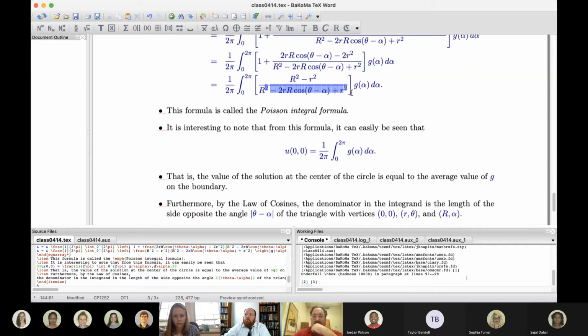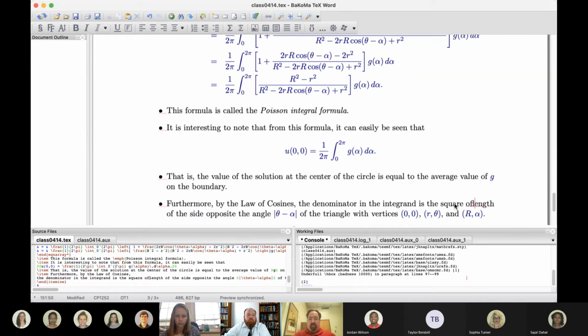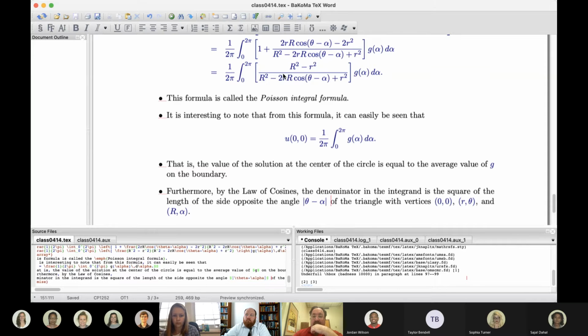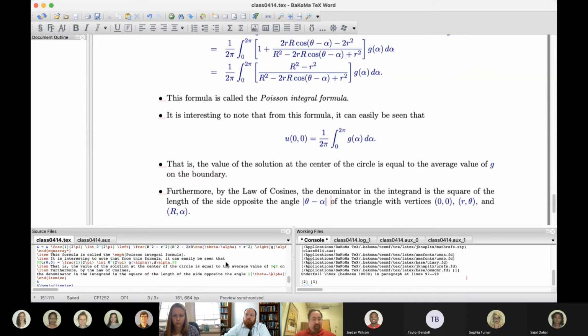This expression comes from the law of cosines. The denominator here is the square of the length of the opposite side. If we take a triangle that has vertices 0, 0, r theta, and capital R alpha, and one of the legs of the triangle is opposite the angle theta minus alpha, then this is the length squared of the opposite side by the law of cosines.